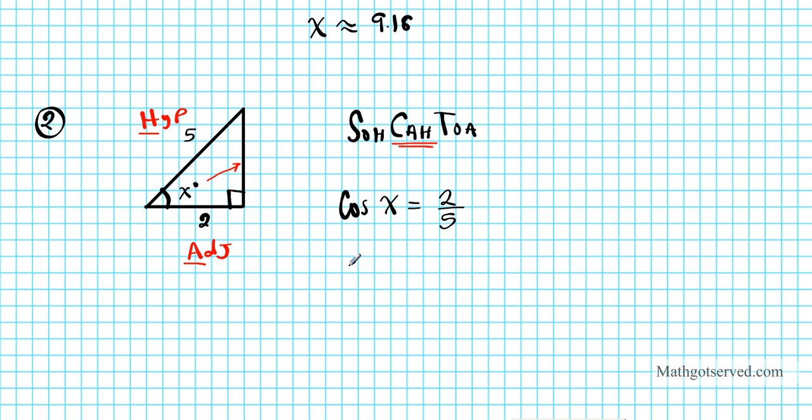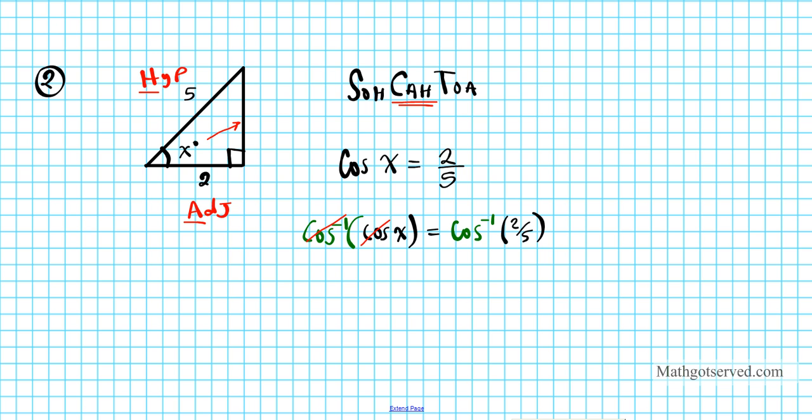If you want to undo cosine, you have to use its inverse, known as the arc cos or the inverse cosine. Okay, so we're going to take the inverse cosine of both sides. So the inverse cosine of the left side is the inverse cosine of cosine x, and on the right side, you take the inverse cosine of 2 over 5. On the left side, inverse cosine and cosine cancel each other out. So we're going to have x equals the inverse cosine of 2 over 5.